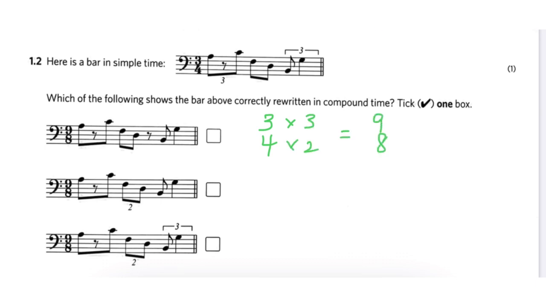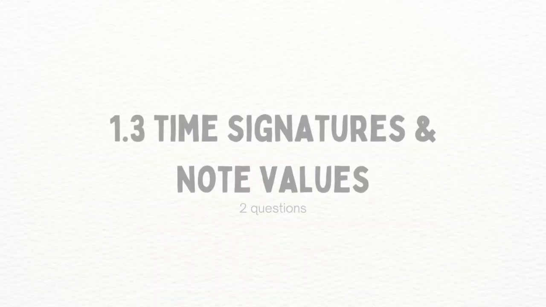The next step is to remove the triplets, and for the quavers, we'll add the duplet. Now we'll start comparing the answers. In the first option, the duplet is missing, so that's wrong. And in the last answer, this triplet still remains, so that's wrong too. The correct answer is this.